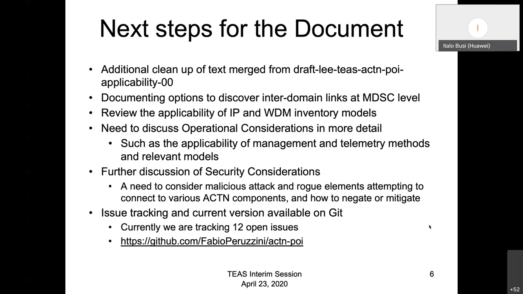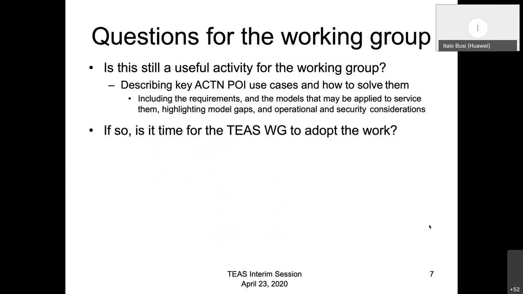So what is the question? Everybody is welcome to join this work. But we are wondering whether you think this document is useful for the TEAS working group, so whether the TEAS working group should work on describing these key use cases and analyze how ACTN can be used to address them. And if you think it is useful, maybe we can adopt this document as a working group document and move the change control to the working group. Questions and comments are welcome. Thank you.